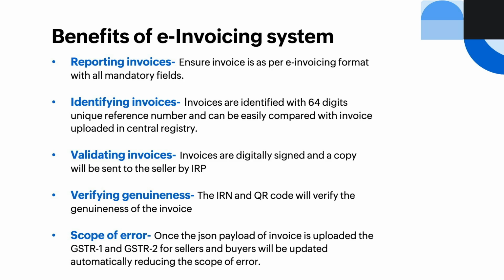In the old invoice reporting system, there are more people involved, like the person who is creating the invoice and the person who is filing it in the GST portal. So the more people involved, the more probability of having errors in filing your returns. In the current e-invoicing system, however, these errors can be avoided. The IRP portal itself validates the details that you're pushing into the IRP portal, and this will automatically update the GSTR 1 and 2 for the sellers and buyers.